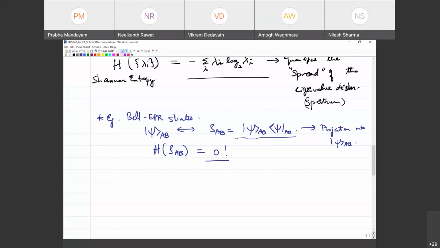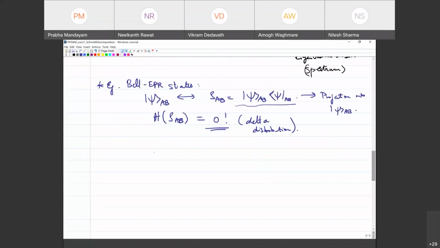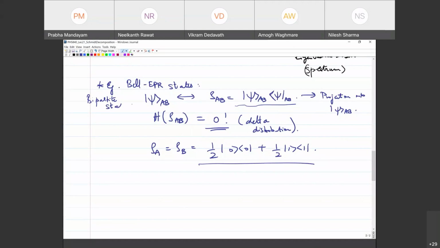It is like a delta distribution or a point mass, what is often called a point mass distribution in probability science. But now look at the reduced density matrix, which is rho A or rho B. Both of them are simply the maximally mixed states, right? So now this is already the spectral decomposition. So what are the eigenvalues of the reduced states? 1 by 2, 1 by 2. Yeah, exactly. Half and half.